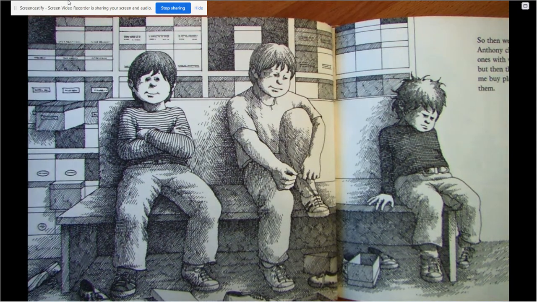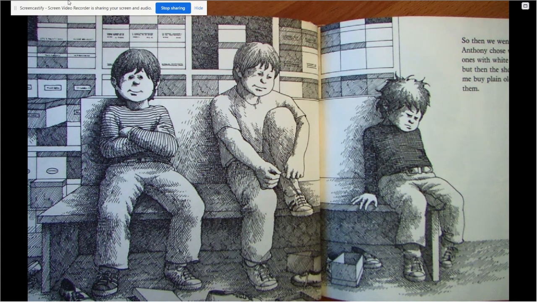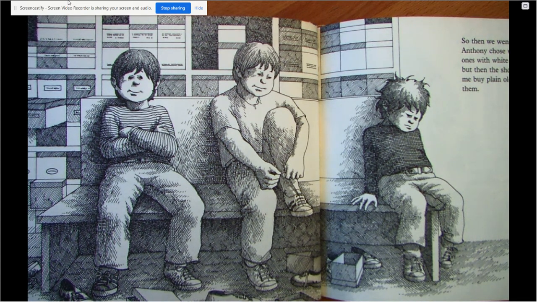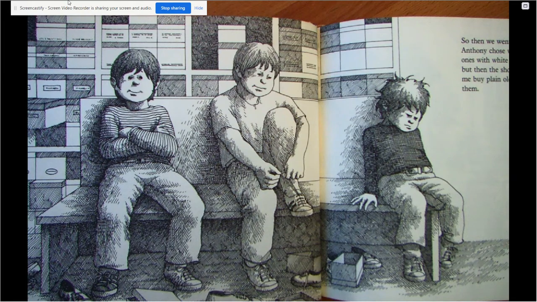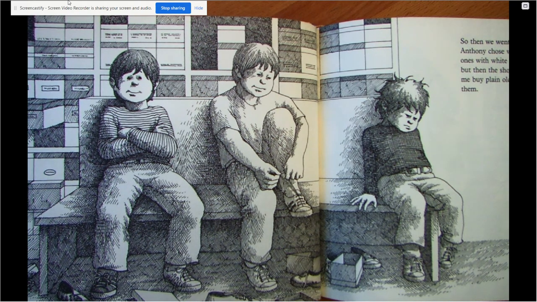So then we went to the shoe store to buy some sneakers. Anthony chose white ones with blue stripes. Nick chose red ones with white stripes. I chose blue ones with red stripes. But then the shoe man said, "We're all sold out." They made me buy plain old white ones, but they can't make me wear them.